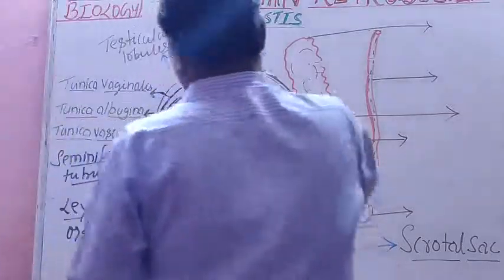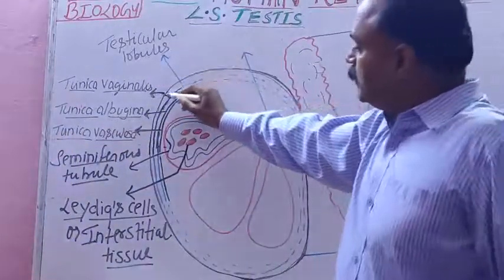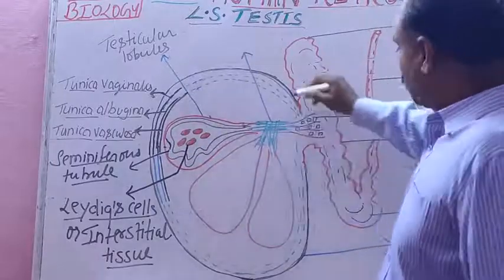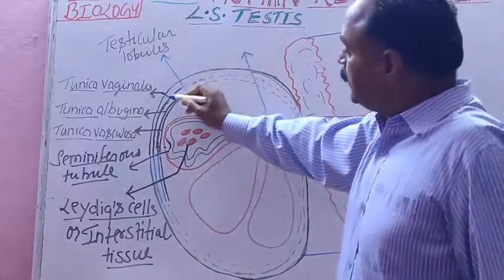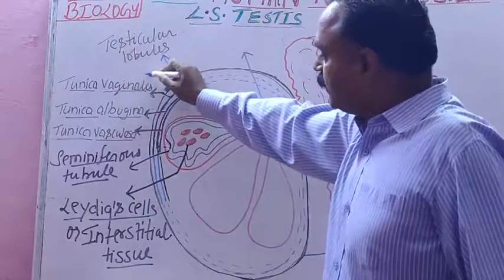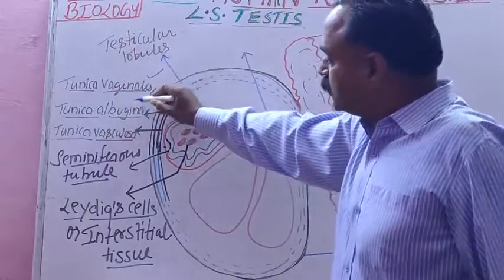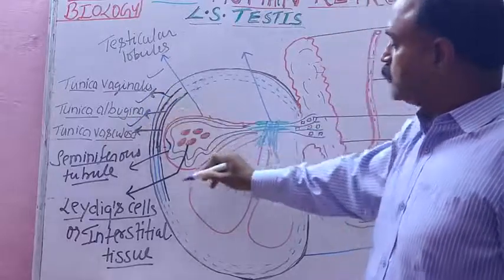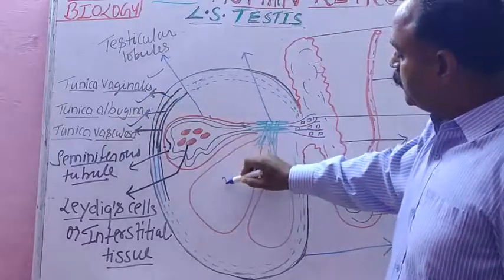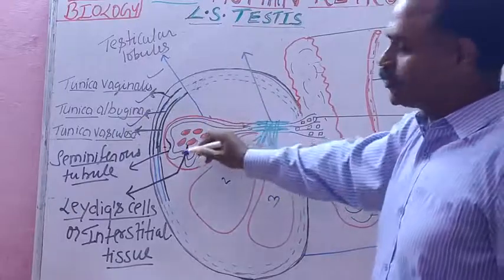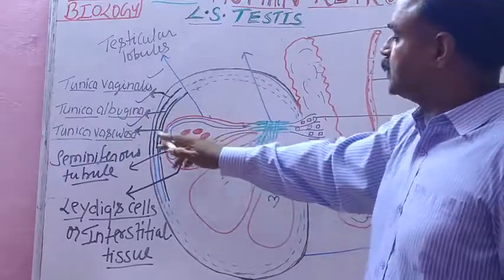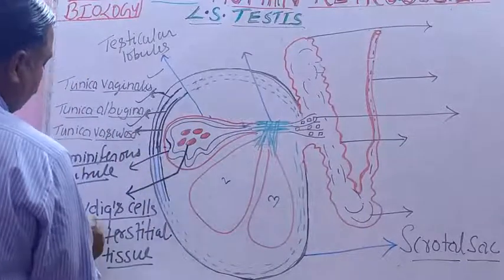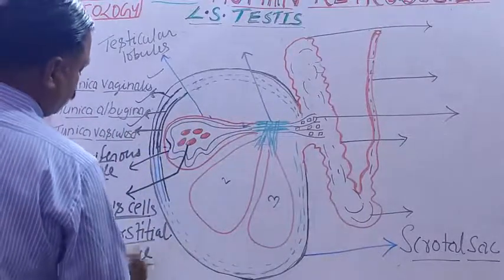So student, the outermost layer, the sac, is called scrotal sac, and inside that the outermost membrane is tunica vaginalis, the second is tunica albugina, the third is tunica vasculosa, and then these are testicular lobules. When we see testicular lobules in detail, there is the seminiferous tubule, and within this, these are Leydig cells or interstitial tissues.